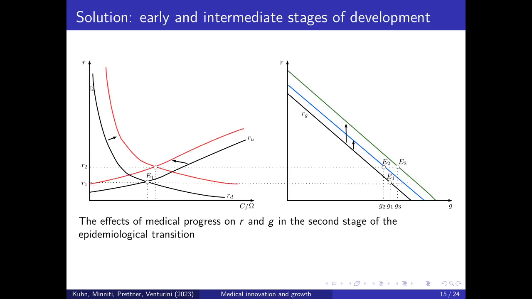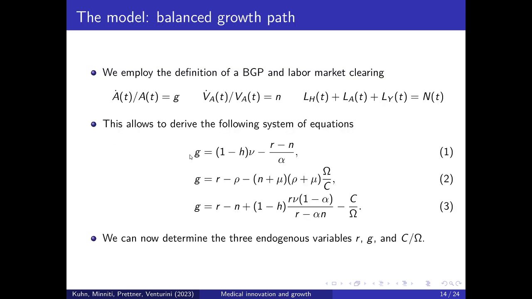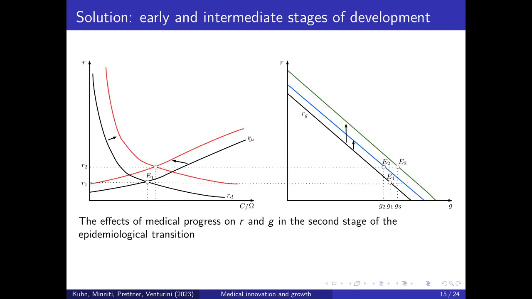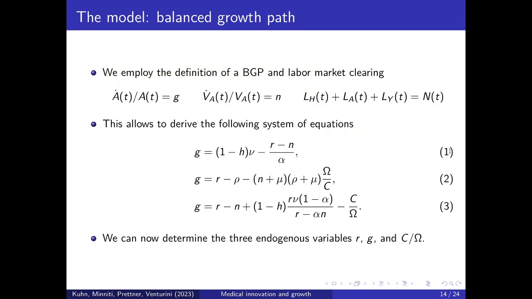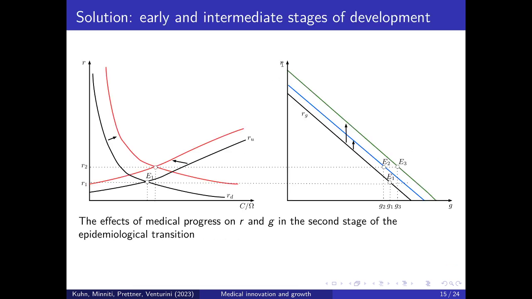The first curve is when we take the first equation and set it equal to the second equation here. This gives us a downward sloping curve RD in the space of the interest rate and the consumption to asset ratio. If we take the first and the third equation, then we get an upward sloping curve in this space, the RU equation. And here in this right figure, we draw equation number 1, which is a negative relationship between the interest rate and the economic growth rate. Now we ask ourselves what happens if there is medical progress, so if M increases.